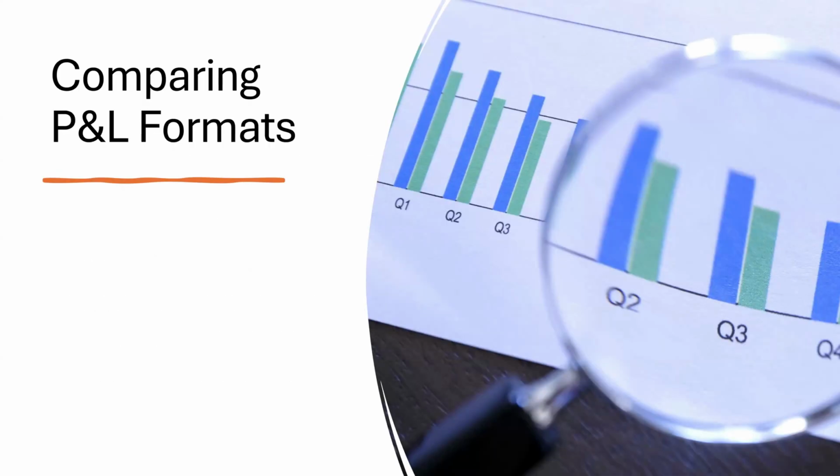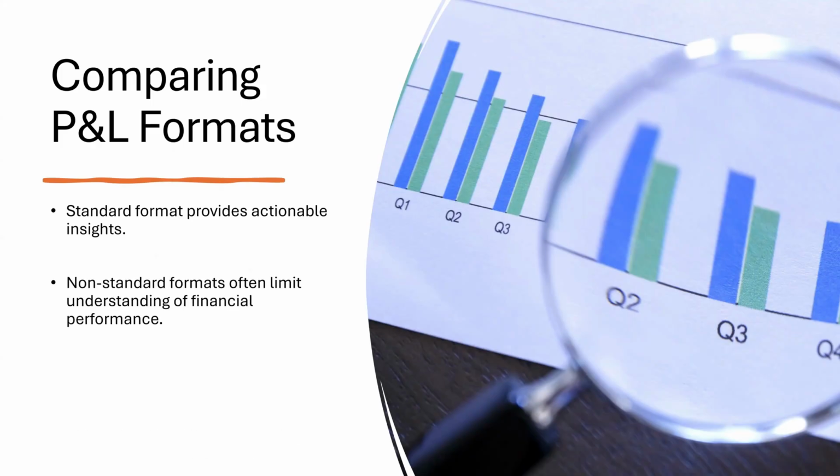So when we move into actually seeing what a P&L looks like, we're going to compare them here in just a second. A standard format provides actionable insight. So if your P&L is set up for your industry, it makes it a lot easier, and I'll show you that example. A non-standard format really limits you, so we have to get out the calculator and calculate the numbers that we want to look at. I'll show you how that works in 1 second. And then use industry standard formatting for clarity and better decision making.